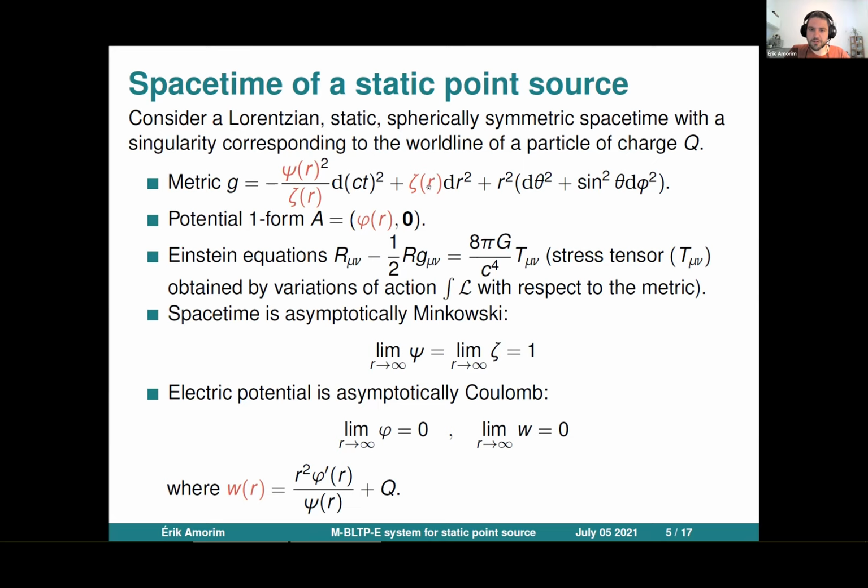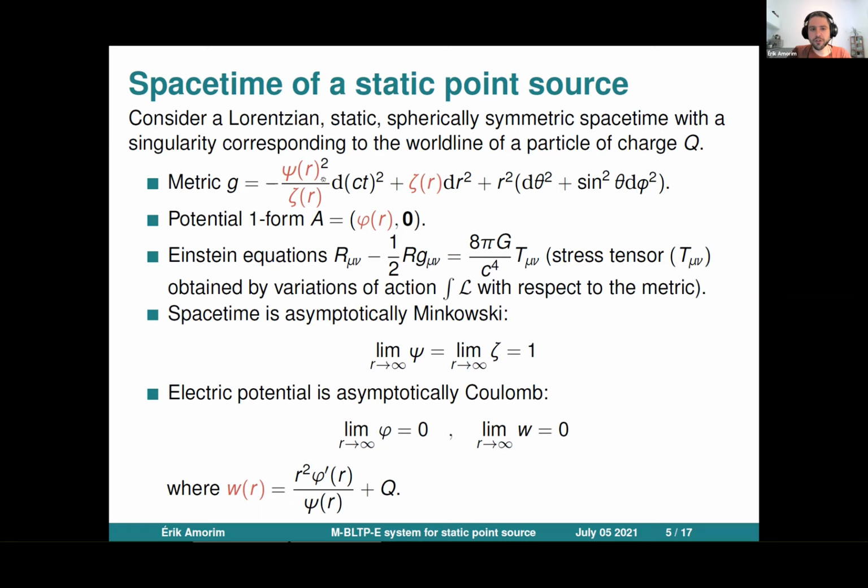The second one here is the zeta function. And I'm calling the first one simply psi square over zeta. So psi square is the product of the two first metric coefficients. In all the talks that we've seen today, psi was equal to one. And it's not going to be the case here. But so you have these two unknown functions in your metric.